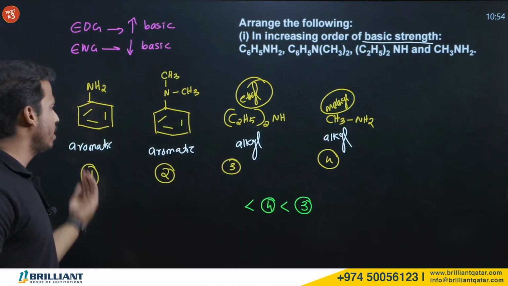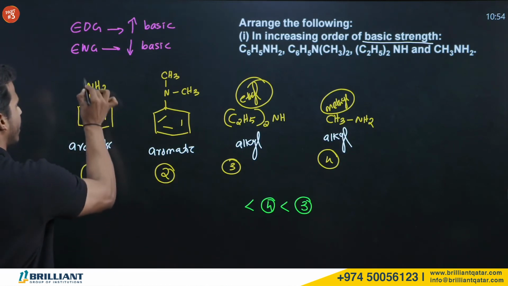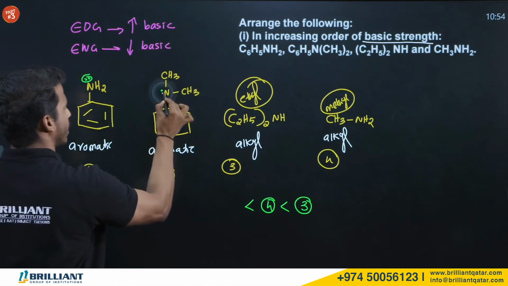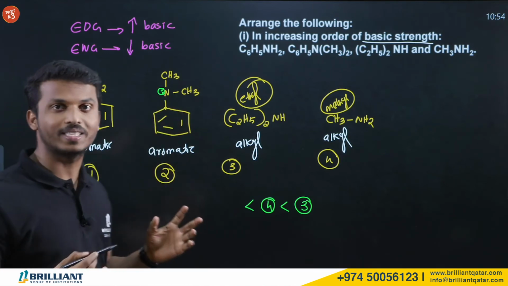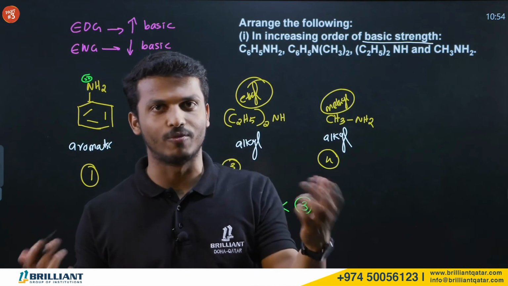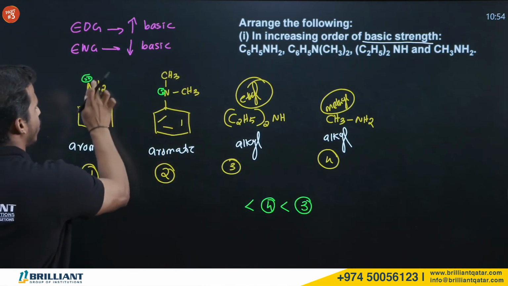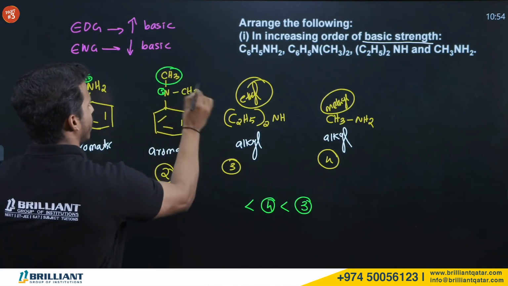Please tell me, in these aromatic amines, which is more basic? Here, nitrogen has a lone pair. Here also nitrogen has a lone pair. Why are aromatic amines less basic? We already discussed: the lone pair is involved in resonance, not available for donation. Anyway, this nitrogen is connected to two hydrogen atoms. This nitrogen is connected to two methyl groups.